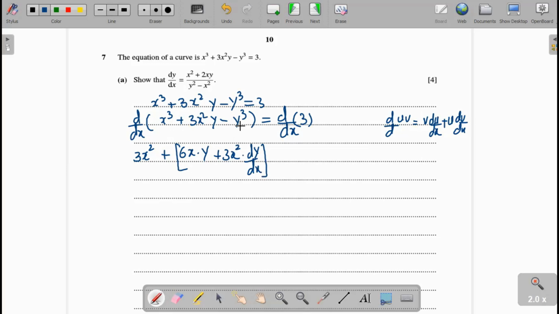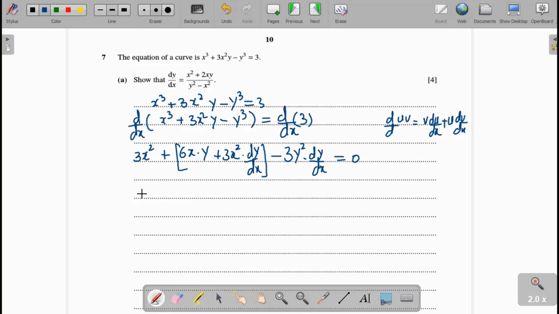Next part is minus y cubed. The derivative of y cubed is 3y squared, and then again we take the derivative of the base. Here the base is y, so we write the derivative of y as dy/dx. Now the derivative of the right side, d/dx of the constant, equals 0.